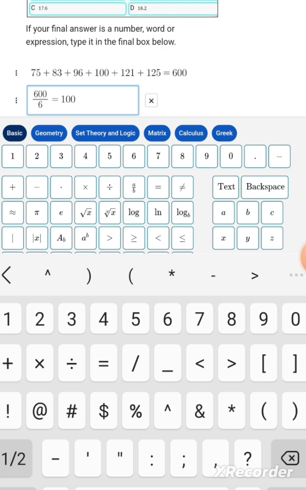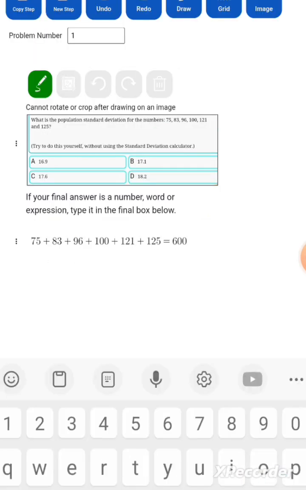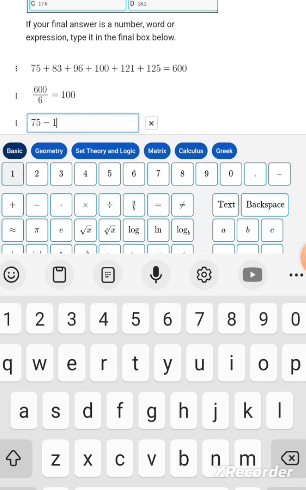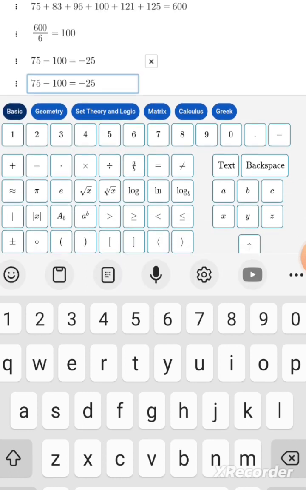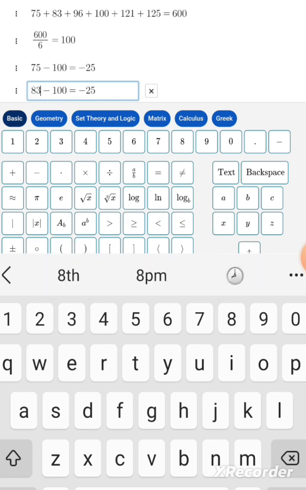Now that we know the mean, we can take each individual data value and subtract from it that mean of 100. So we're going to go ahead and start with 75. We have 75 minus 100, which is equal to negative 25. Then we go to the next one, 83 minus 100, which is negative 17.